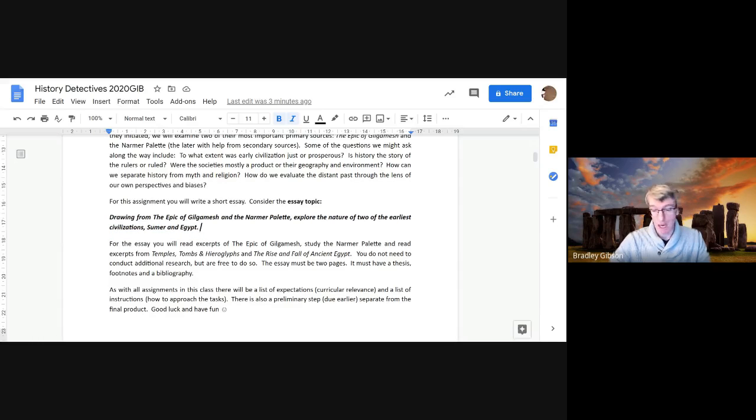And your thesis could be based on an assessment of the Epic of Gilgamesh and the Narmer palette. Ancient Sumeria and ancient Egypt are similar, or are different, or are similar in some respects and different in other respects. Compare and contrast. You choose one side, or you can sit in the middle and sit on the fence. That is the most difficult of positions to argue, but you could do it.